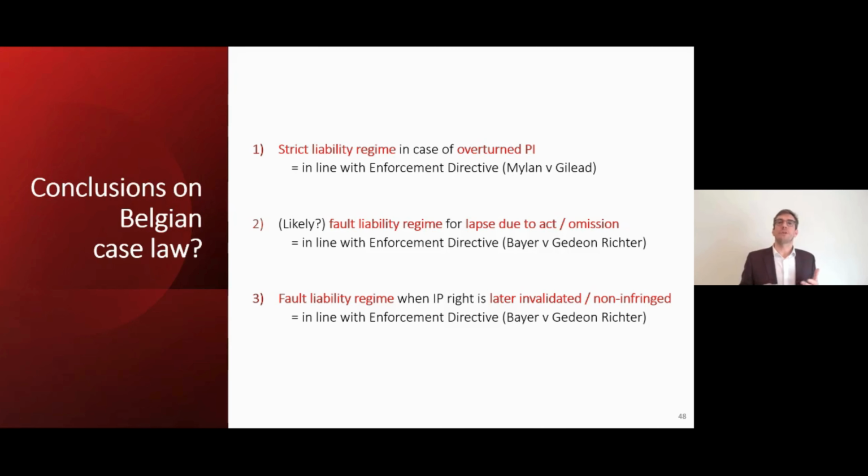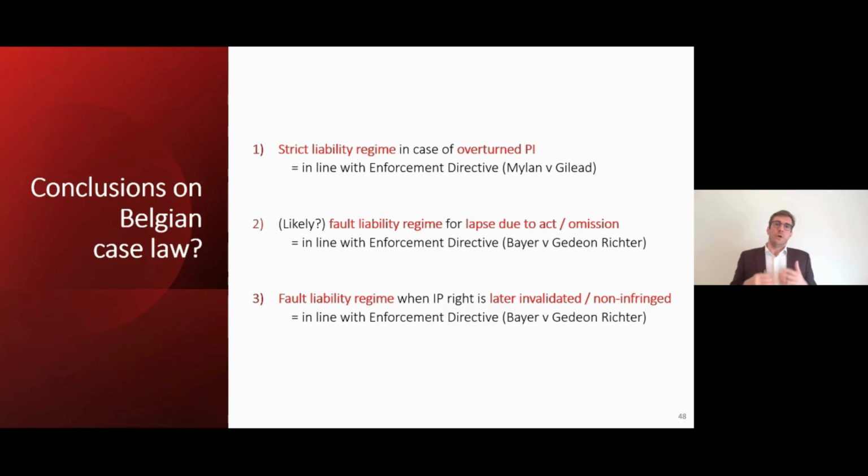Secondly, the fault liability regime also would apply, on the other hand, to a case where the PI or the saisie lapses due to an act or omission of the IP right holder. That again is in line with the enforcement directive. See Bayer versus Gedeon Richter. In this particular case, as I said before, it would perhaps be easier to qualify the fact that later proceedings on the merits, for instance, were not filed, and as a result of that, the first preliminary measures, provisional measures, PI, saisie, lapsed. That would perhaps be easier to qualify as a fault.